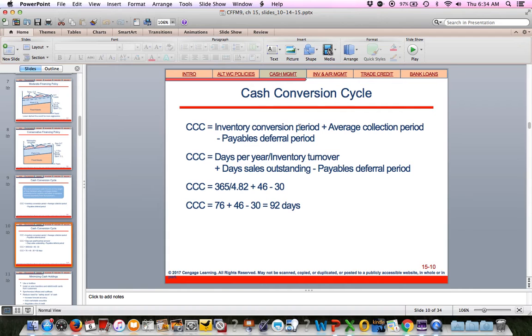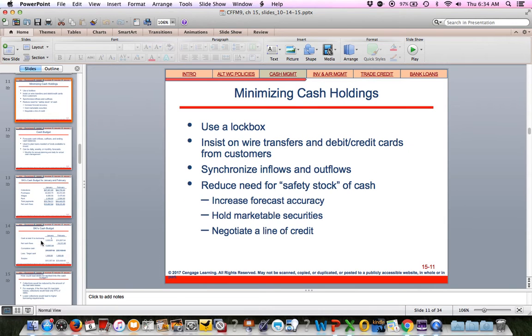So the inventory conversion period is your days per year divided by inventory turnover. And so we go with 365 divided by my inventory turnover ratio that they gave us a few screens ago, plus the collection period of 46 minus my deferral period. So my cash conversion cycle for this company is 92 days. And you want that shorter, is better, right? If it's 92 days, I have to wait that long to receive all my cash.